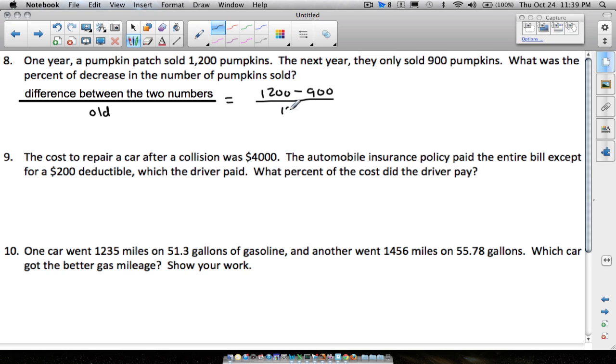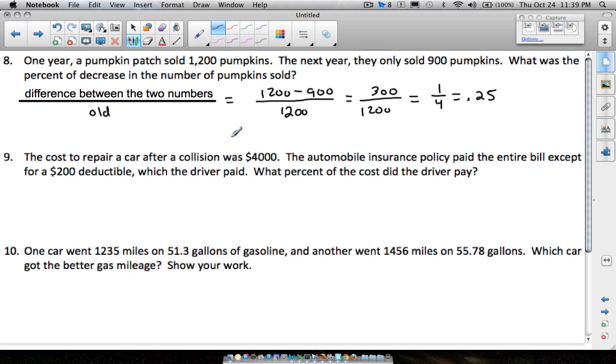So we got to make sure we divide by the right number here. In this case, we're going to divide by 1,200. That was the older number, so to speak. So if we subtract 900 from 1,200, that gives us 300 divided by 1,200. And if you divide this, you actually end up with 1/4. Or you might end up with 0.25. Go ahead and use your calculator there. Make sure, double check. 300 divided by 1200. You get 0.25. What was the percent of decrease?